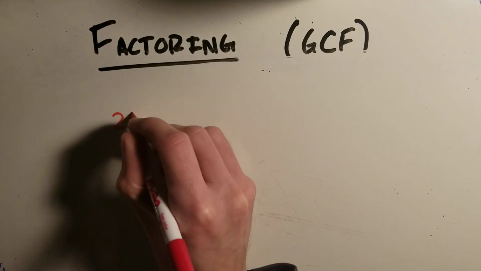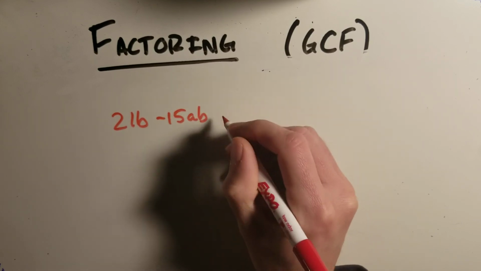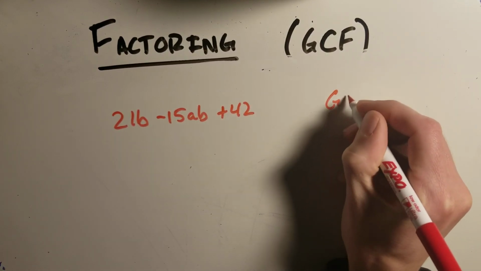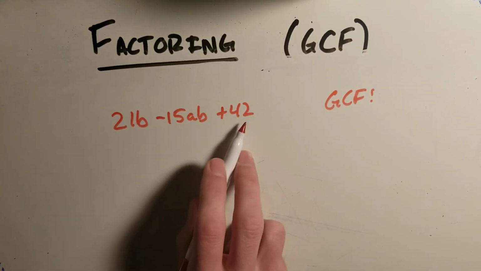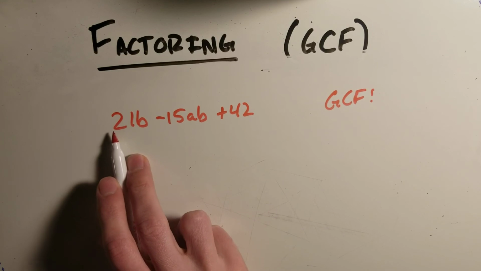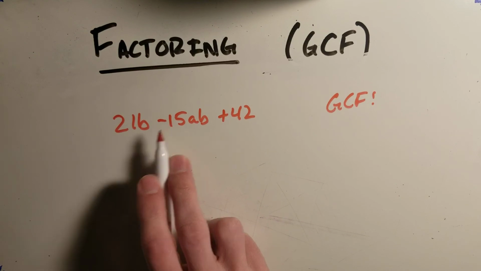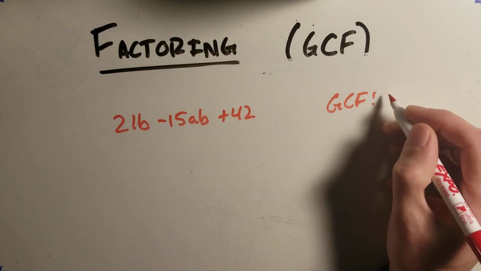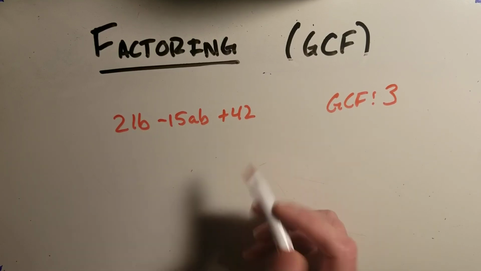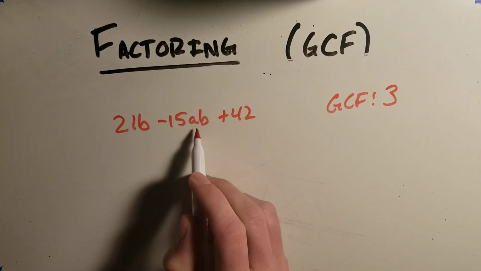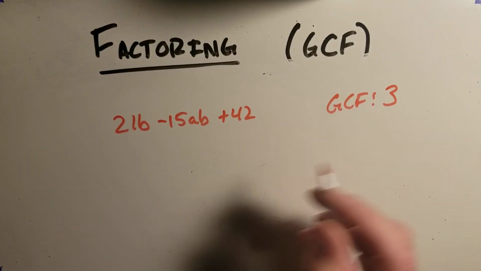Alright, our last one is this red one over here. We have 21b minus 15ab plus 42. So if you're looking for greatest common factor, start with your coefficients. Let's see some of the factors of 21, 7, and 3. 7 works for the first and the last, but not the middle. But 3 works for all of them, so there's going to be a 3 in common. We have a b here and a b here, but not a b here, so we can't factor a b out. We have an a here, but nowhere else, so we can't factor an a out. So our greatest common factor here is simply 3.